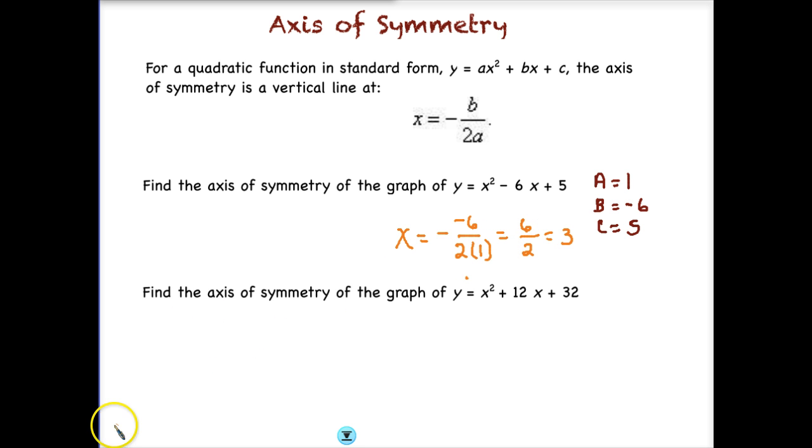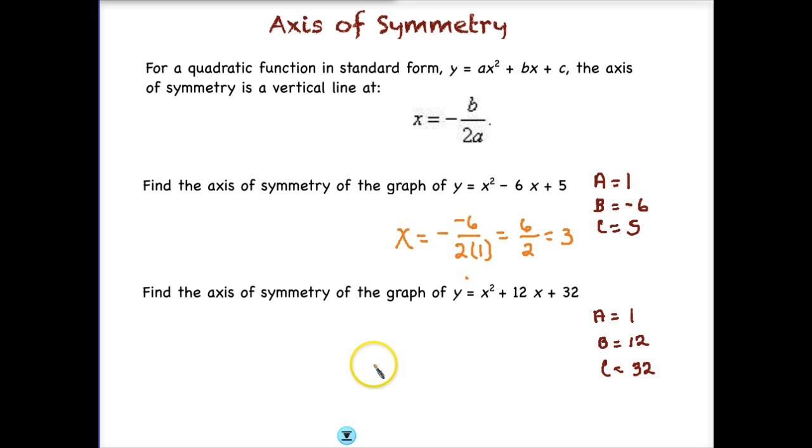Now let's look at the second equation here. Let's go ahead and pull off our a, b, and c values just to be proactive. Our a value, again, is the term in front of the x squared, and I don't see anything, so once again it's going to be 1. Our b value is in front of the x term, so that's 12, and our c value is our constant term, which is just 32. Again, remember the a value is in front of the x squared, the b value is always in front of the x, and the c value is always your constant term.